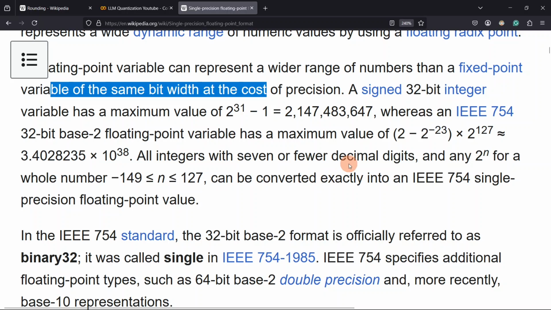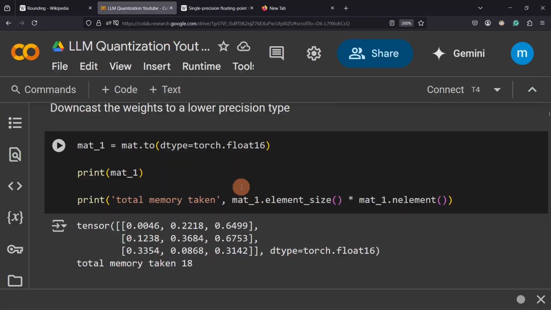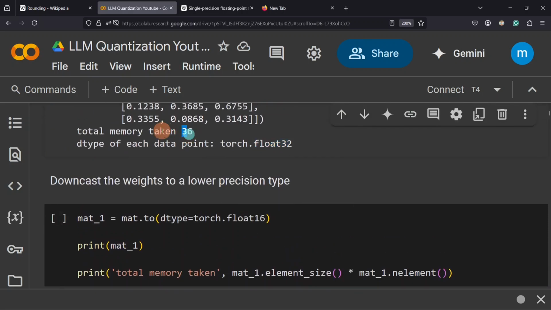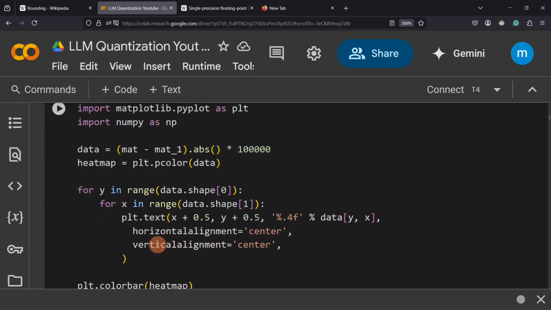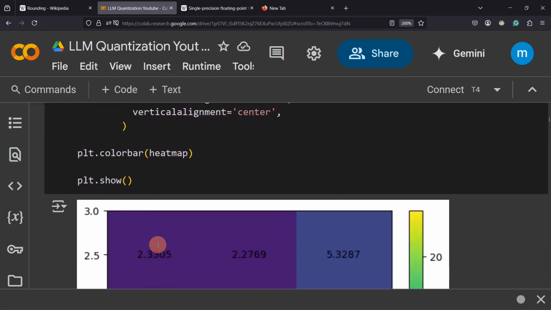My ideal scenario would be, what is the accuracy on your domain and on your benchmark dataset? But if you're creating a general model, maybe quantization error is fine. By the way, I have a video about LLM evaluation. Please have a look. Of course, if you are downcasting to float 16, the memory taken becomes half of before. So before it was 36, now it is 18. And then I can take a heat map of the various errors in the matrix.